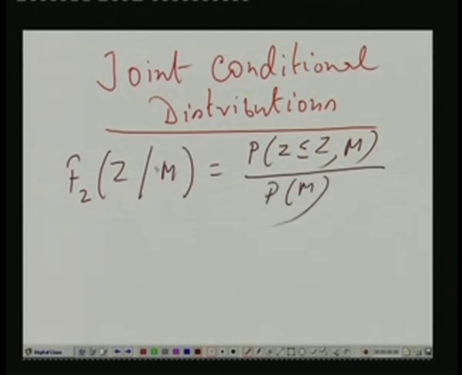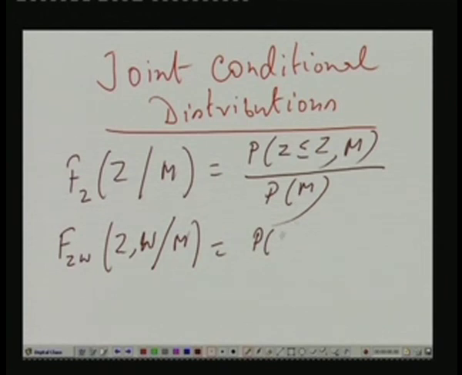So, this is the case for a single function of 2 random variables, and when you have got 2 such functions Z and W, the distribution of capital Z, capital W given M, by the same token, will be this joint density.